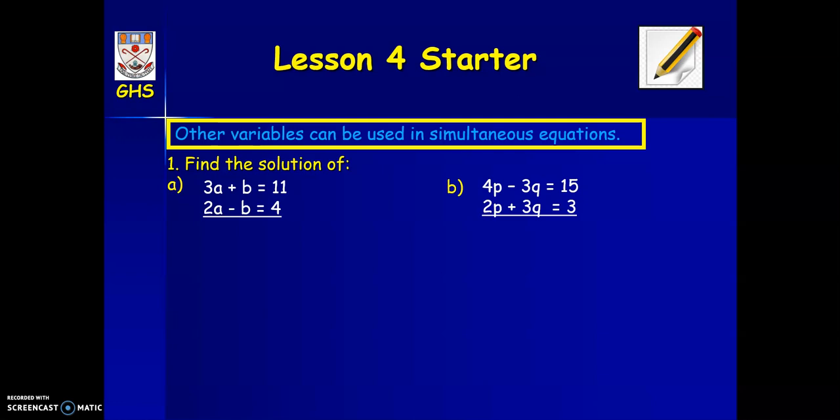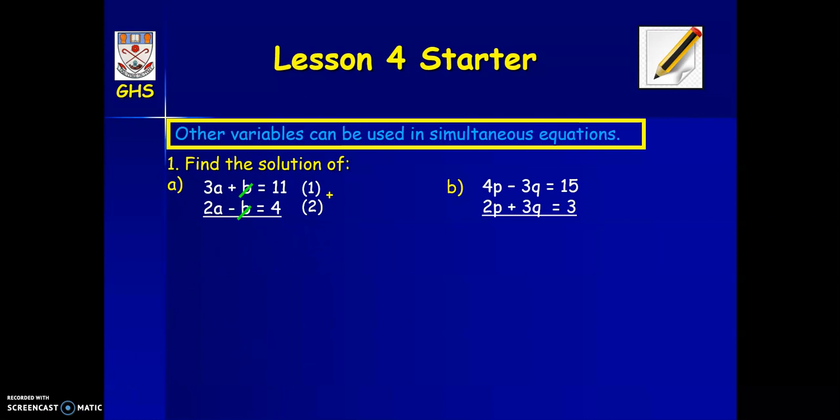Okay, let's have a look at the solutions then. We've been asked to find the solution of 3a plus b equals 11 and 2a subtract b equals 4. So remember, we're looking for the same amount of, in this case, a or b and opposite signs. So what we would do here is eliminate the b's, and the way we do that is by adding equation 1 and equation 2 together.